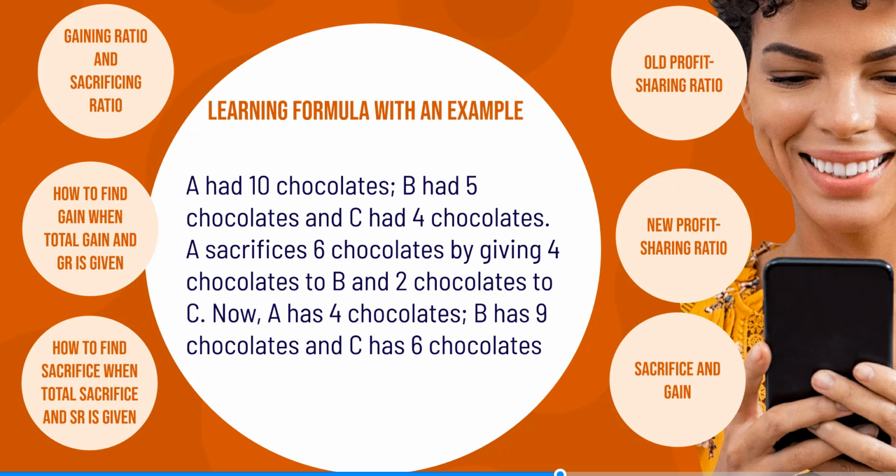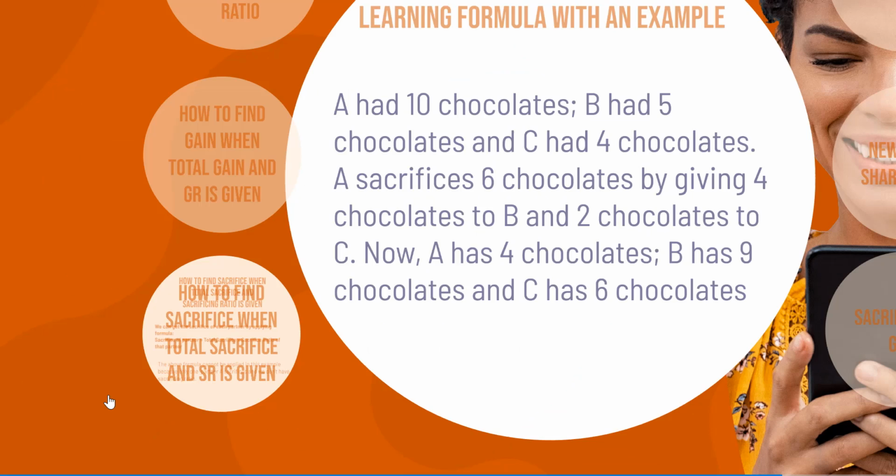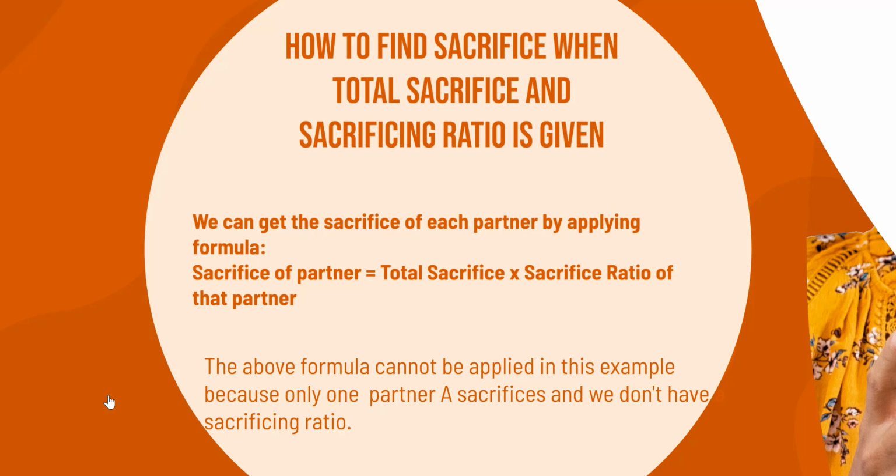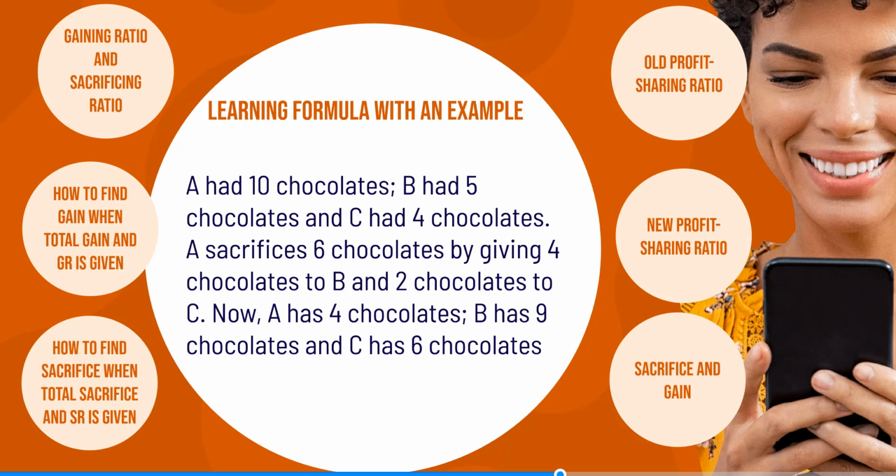Now the same thing can be applied when the total sacrifice is given and the sacrificing ratio is given. All we need to do is to take the total sacrifice and multiply it by the sacrifice ratio of that partner to get the sacrifice of the partner. But in this problem, we can't apply this because we do not have a sacrificing ratio. There is only one person who sacrifices, partner A, and so the total sacrifice is sacrificed by partner A, which is 6. So with this chocolates example, we saw the concepts behind each and every formula.